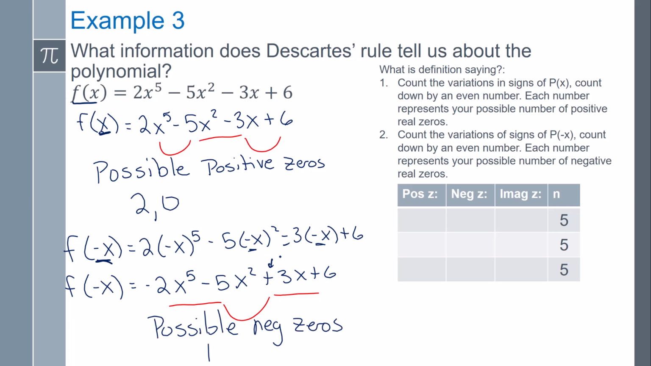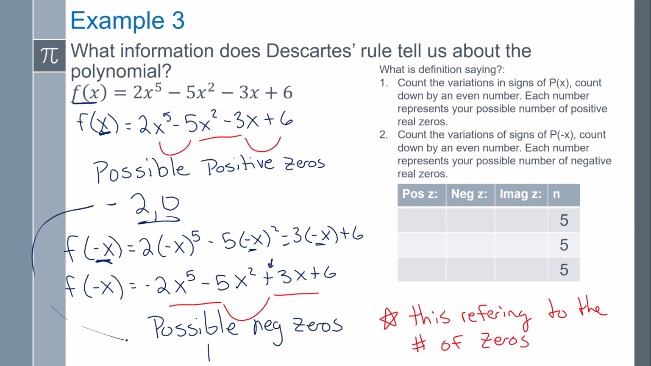Now, what I can actually do is piece this together and map out what my different scenarios are going to be. So in this chart here, I basically put every combination with this number and pair it with every combination of that number. So I have 2 positive zeros and 1 negative zero. I have 0 positive zeros and 1 negative zero. Seems to be the only possibilities, right? 2 and 1, and 0 and 1.